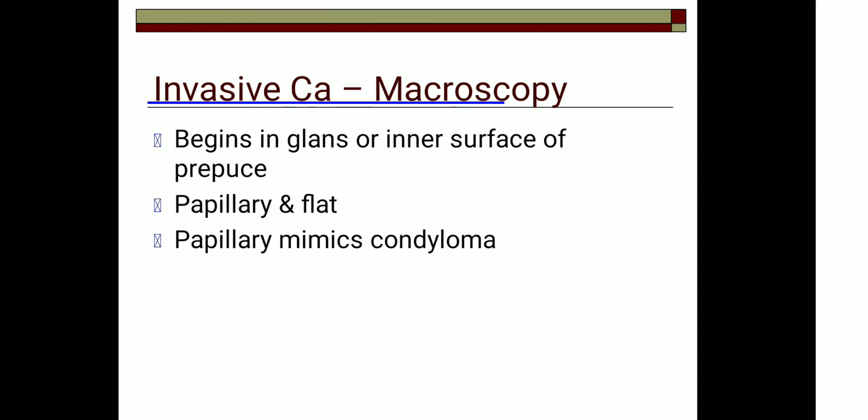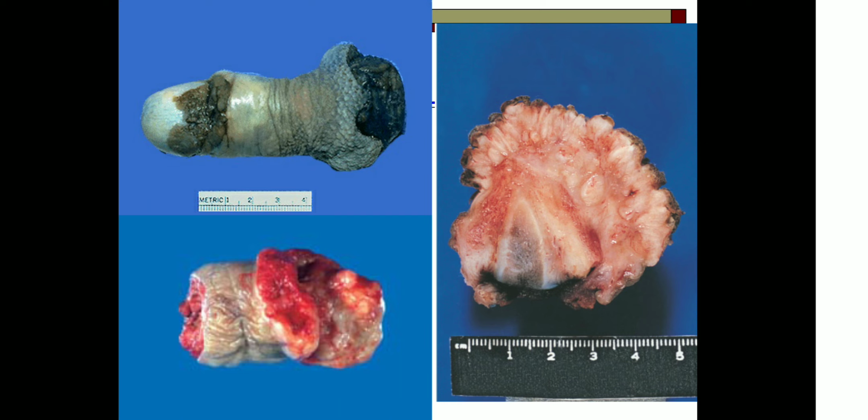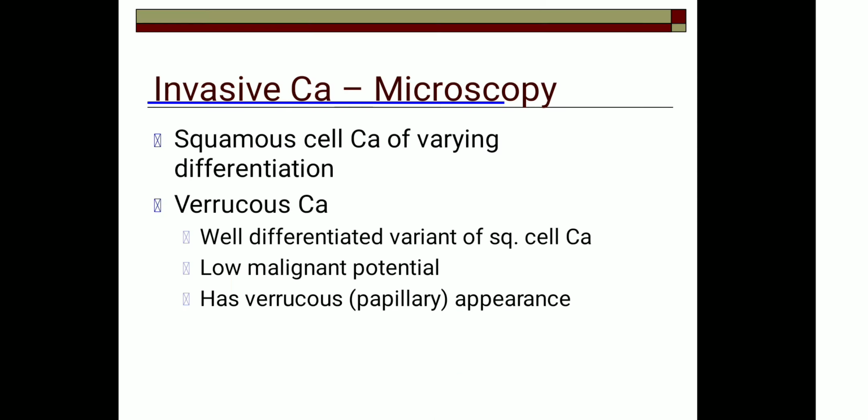Okay, so in the penis, it begins in the glans penis, and it can be either a papillary lesion or a flat lesion. This is how a papillary lesion looks. The squamous cell carcinoma, this CA penis, is a gross specimen spotter as well as a histopathology, this microscopy spotter also. So it's very important for you. Then it can be a different type of squamous cell carcinoma, that is a verrucous carcinoma. So just remember these two names: squamous cell carcinoma and verrucous carcinoma.